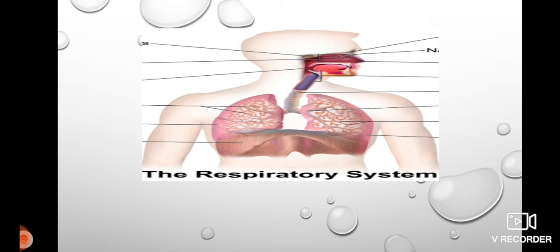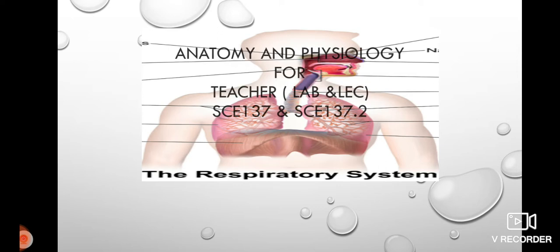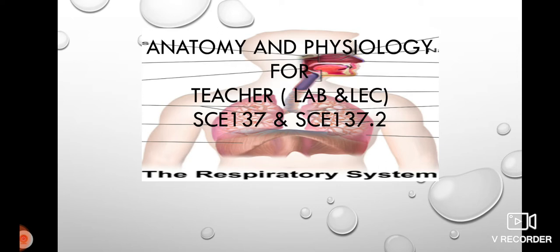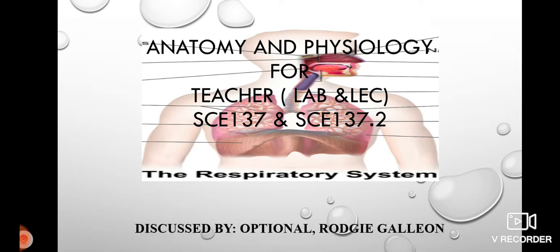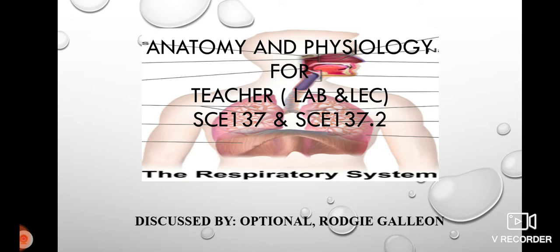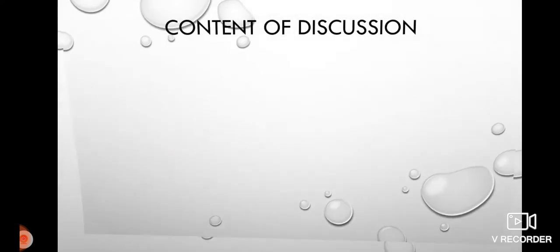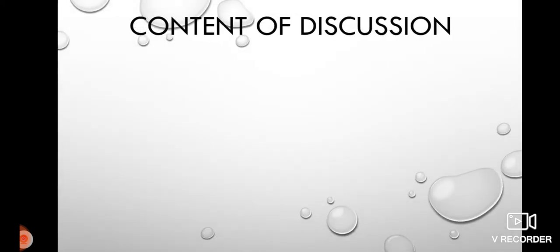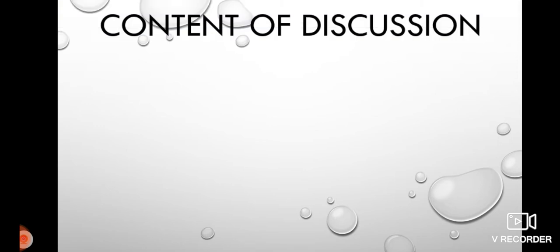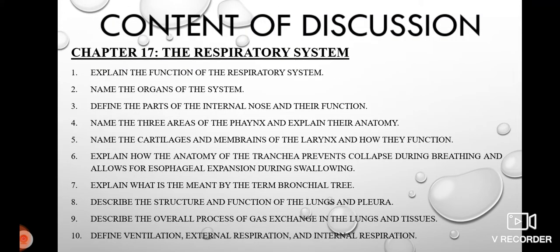So now, before we discuss deeply or jump into our discussion for today, this topic is for the Anatomy and Physiology for Teachers, discussed by Mr. Optional Rodgie. I would like to remind everybody that this is Chapter 17, which is the respiratory system.